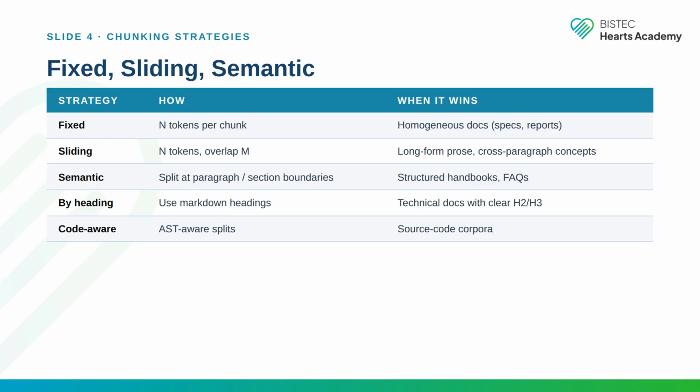By heading: use markdown headings, good for technical docs. Code-aware: abstract syntax tree splits, good for source code corpora. Pick the strategy that matches your corpus shape, not the one that sounds smart.